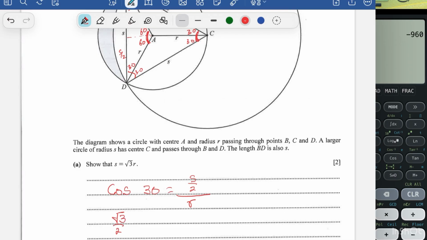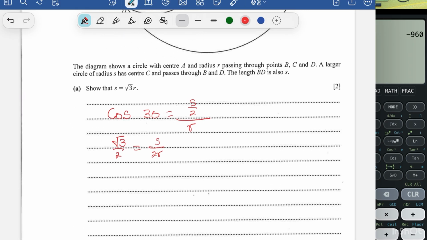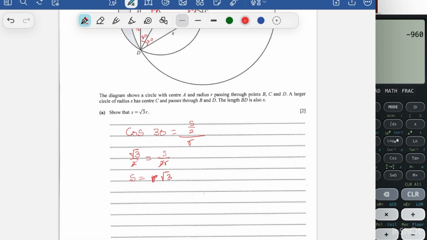Cos 30 is root 3 by 2. You can press your calculator. So this will be S over 2R. So you cross multiply, or you can even cancel this. So we're looking for R, right? Okay, we're looking for S. So S, you cross multiply, S is R root 3. You just cross multiply. So that is my answer.